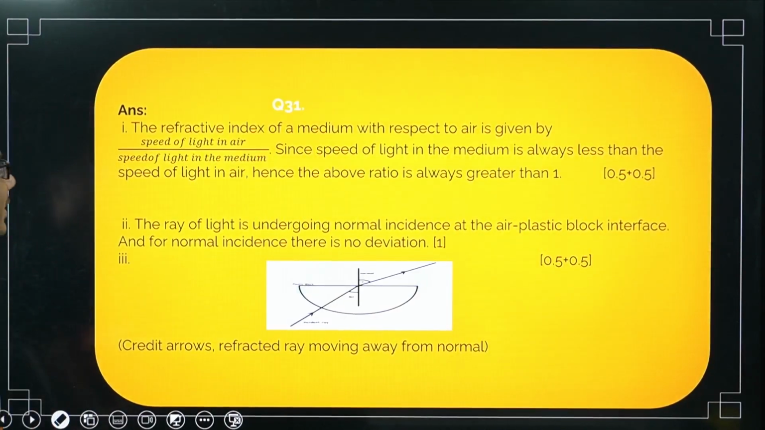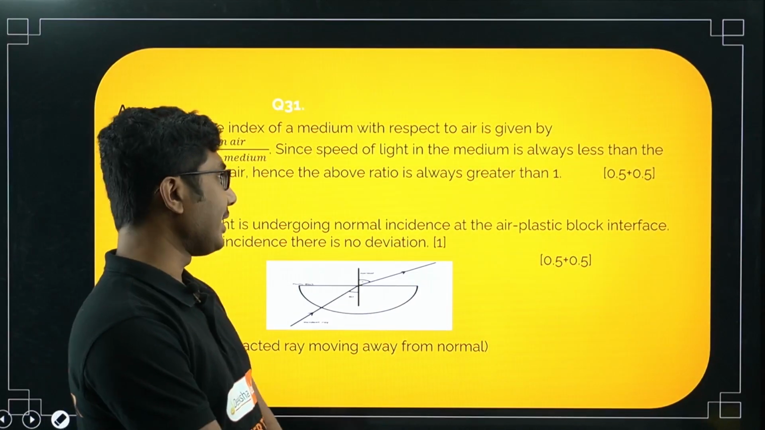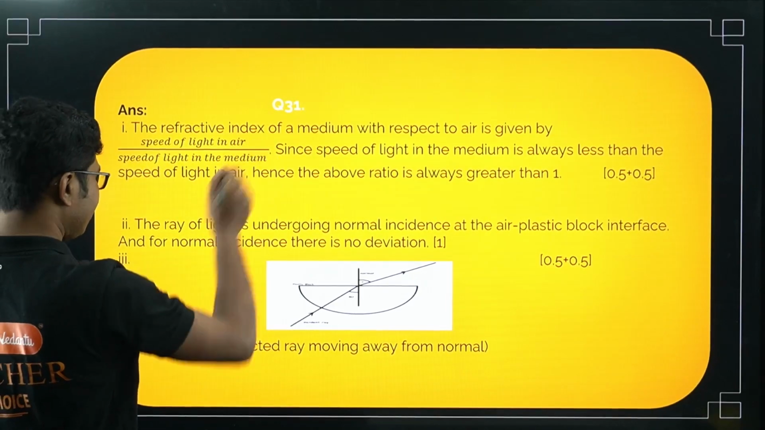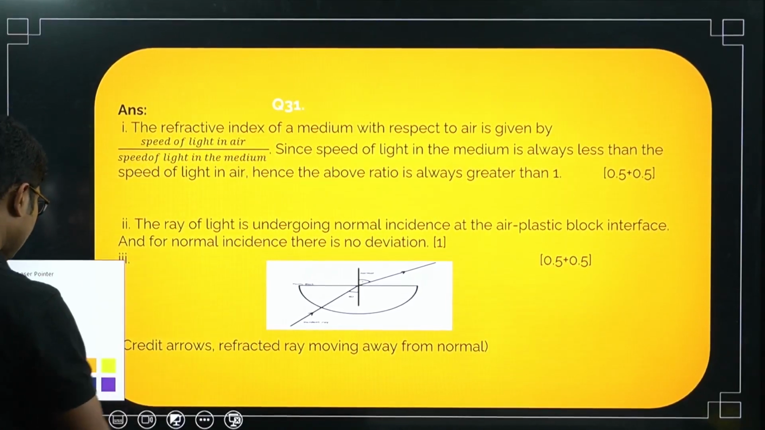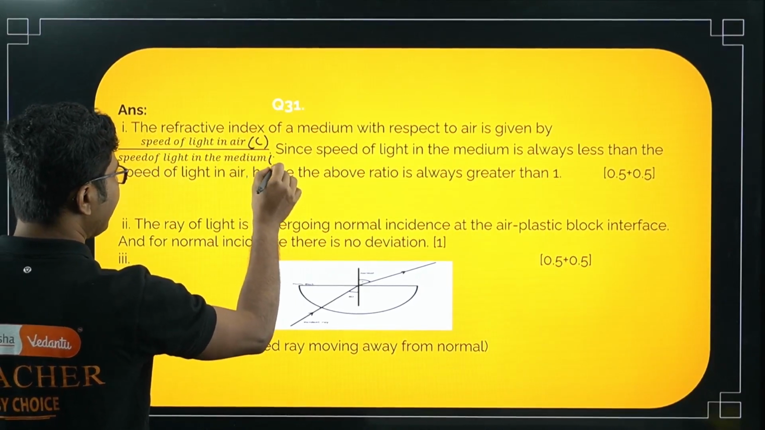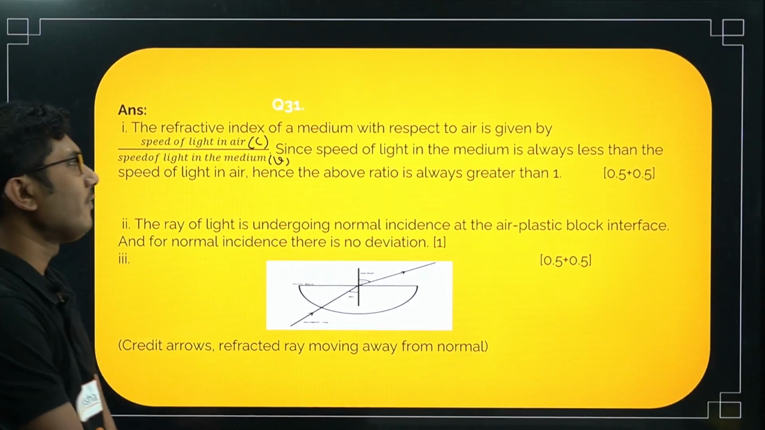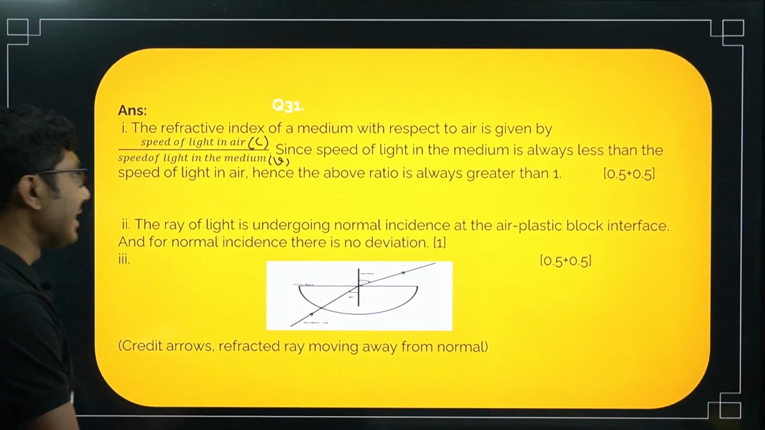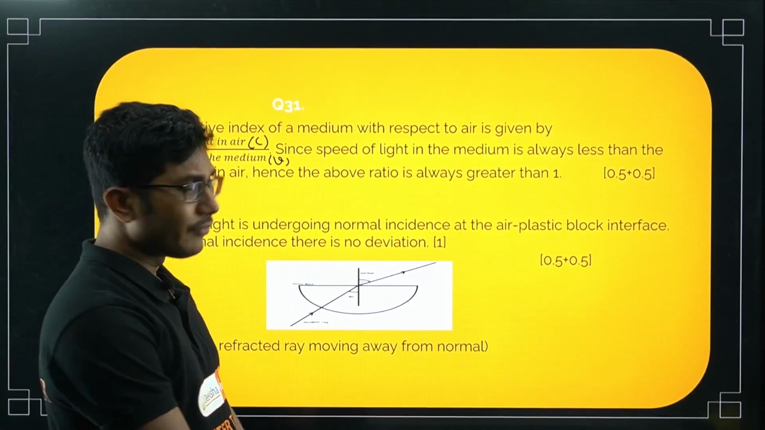Okay, the refractive index of a medium with respect to air is given by the speed of light in air, that is c, and then the speed of light in the medium, that is v. Since the speed of light in the medium is always less than that of the speed of light in air, hence the above ratio is always greater than 1.